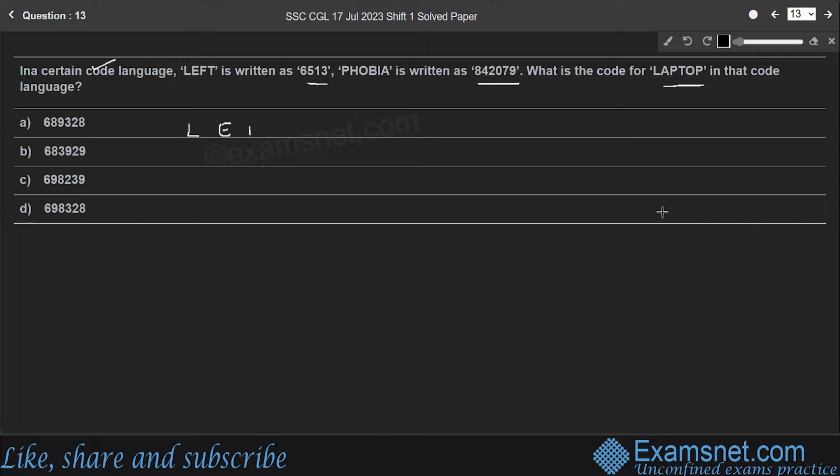So left is coded as, in the code we have 4 numbers, right? Therefore, L is coded as 6, E is coded as 5, F is coded as 1, T is coded as 3. Just we are writing their respective codes. And phobia is coded as 842079. So these are the codes for respective letters.